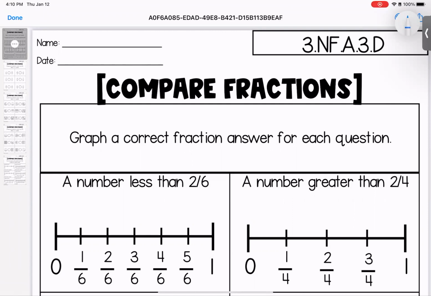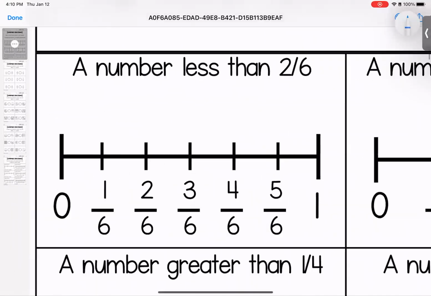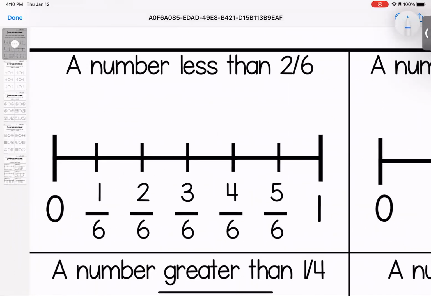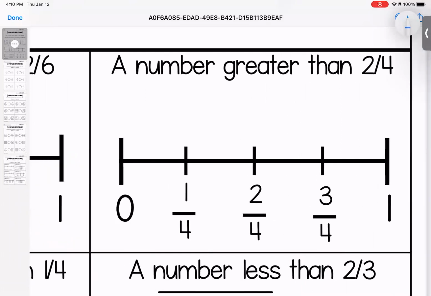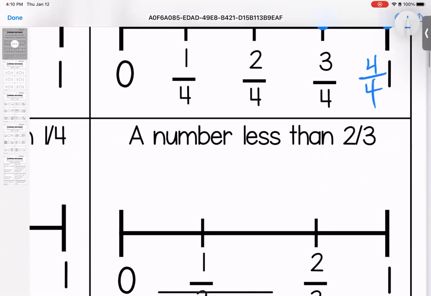We're starting with graphing a correct fraction answer for each question. Question number 1, a number that is less than 2/6. What I'm looking for here is 1/6. If you remembered that this is 0/6, either of those would be correct. Over here, a number that is greater than 2/4. You could plot 3/4 or whole number 1, which we know is also called 4/4.